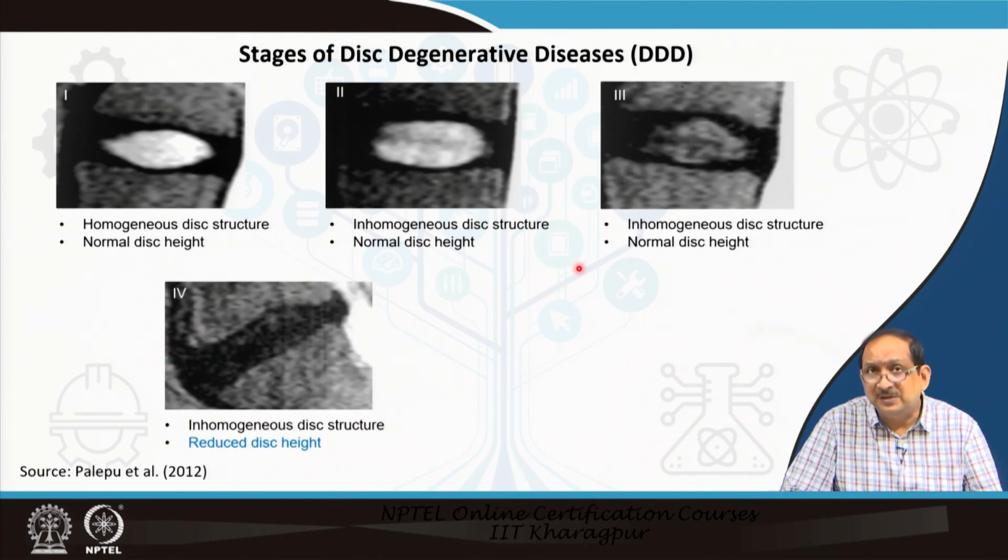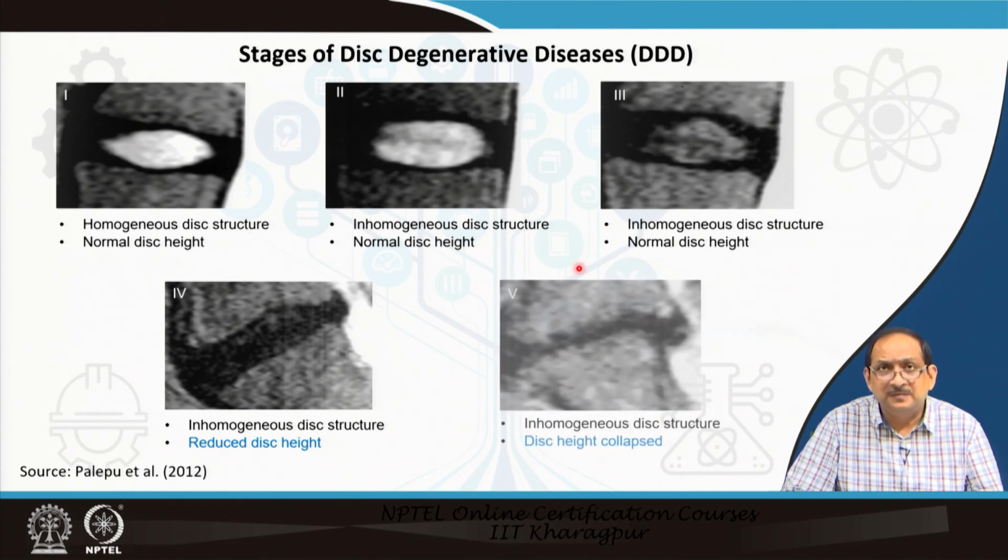In the fourth stage, we see in the inhomogeneous disc structure, the disc height has started to reduce. So, there is reduction in the disc height that sets in at the fourth stage. Finally, in the inhomogeneous disc structure, the disc has collapsed.